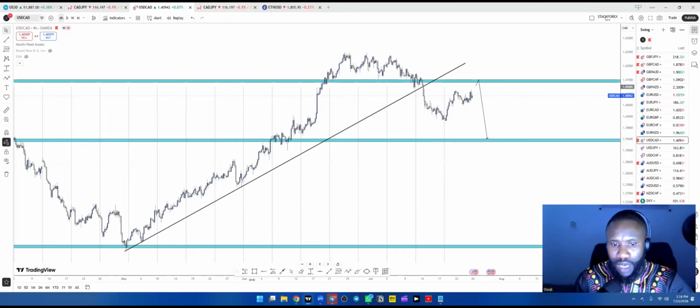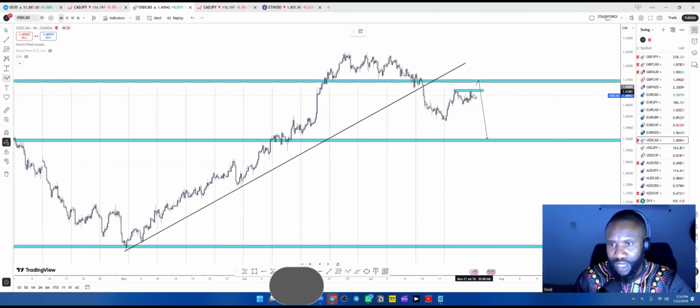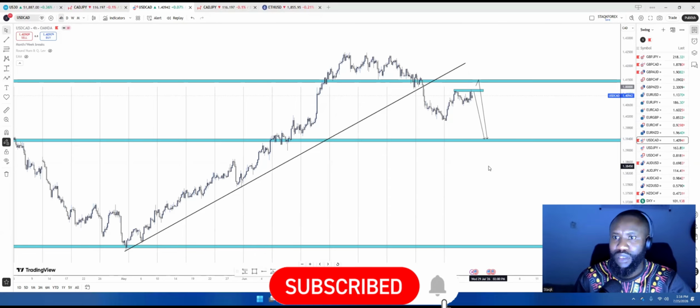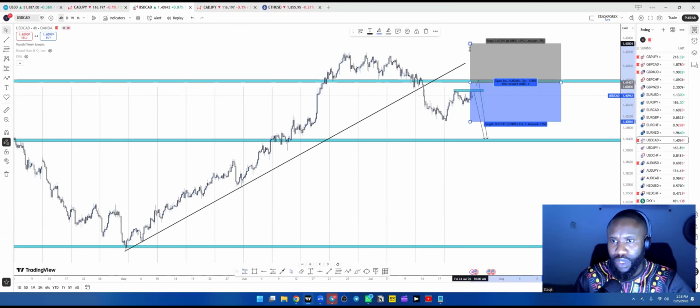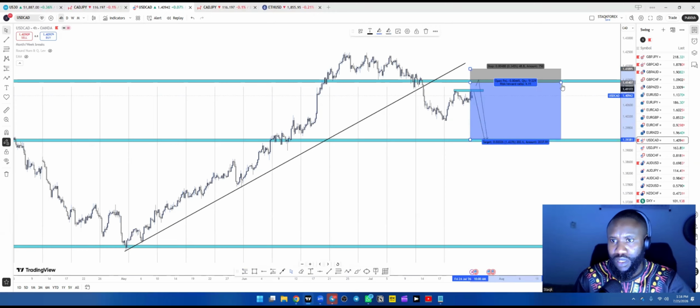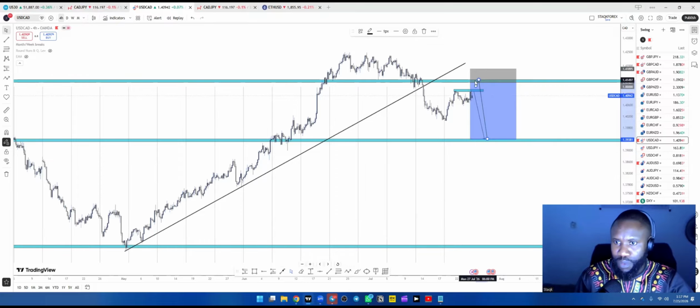But if it doesn't happen that way, I will pay close attention to this level. Then I will look for my confirmation here, then I will short from here. Okay. So for me, I will just patiently wait and see if price is going to come to this region. Then my profit target will be here. So we are aiming 4%. If you aim 4%, that is quite reasonable.